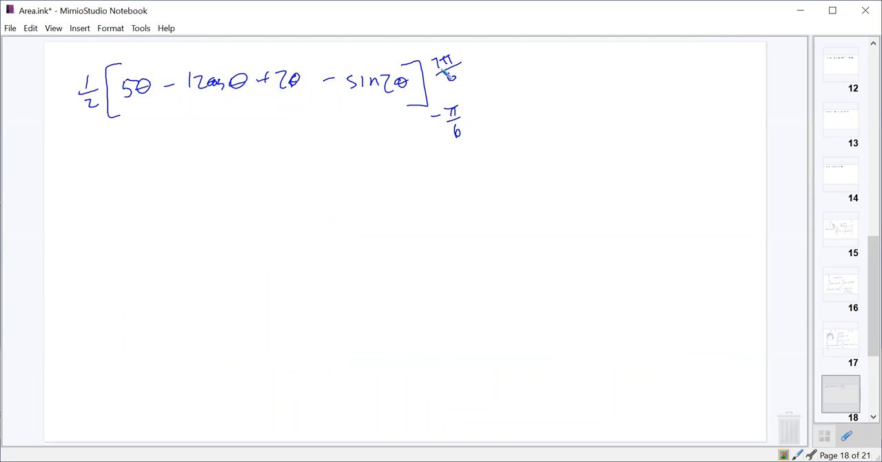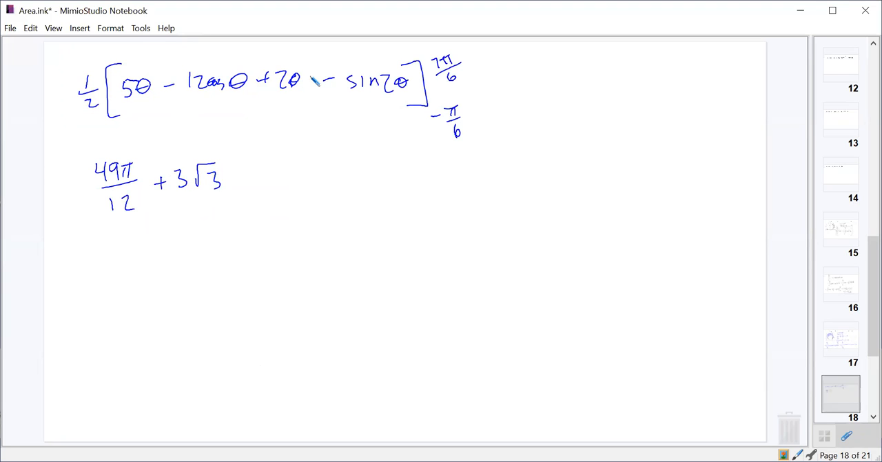All right, so we're going to have a 7 theta evaluated at 7 pi over 6. So what's 7 theta evaluated at 7 pi over 6? That ought to be 49 pi over 6 divided by the 2, so 49 pi over 12. And what's the cosine of 7 pi over 6? That ought to be negative root 3 over 2, right? So that's going to be a negative 6 root 3, and then it's going to be a negative 3 root 3. And then it's got a negative in front of it, so that should become a plus 3 root 3.